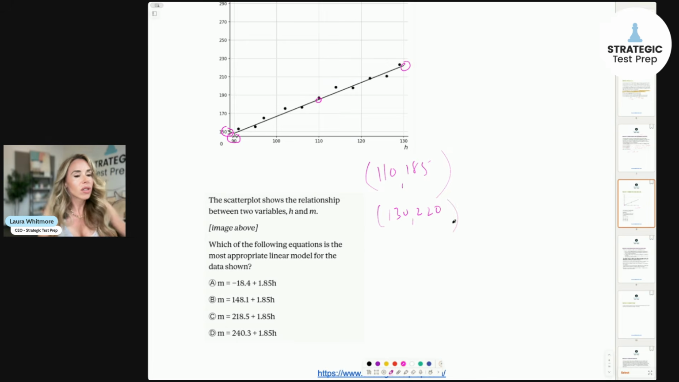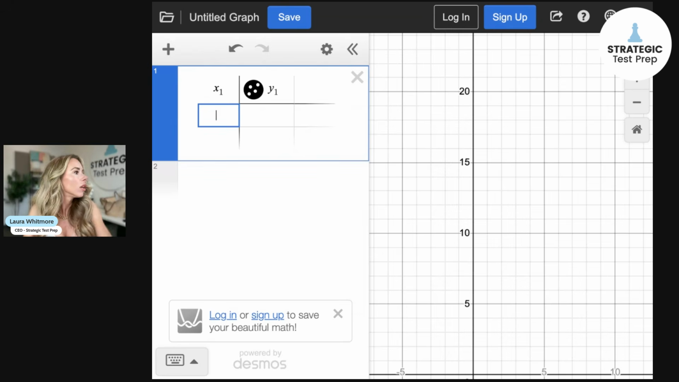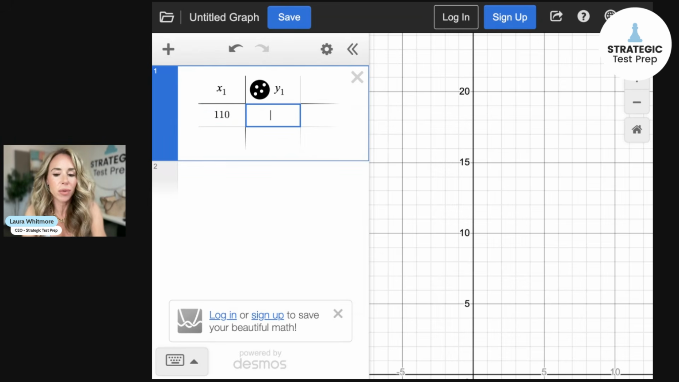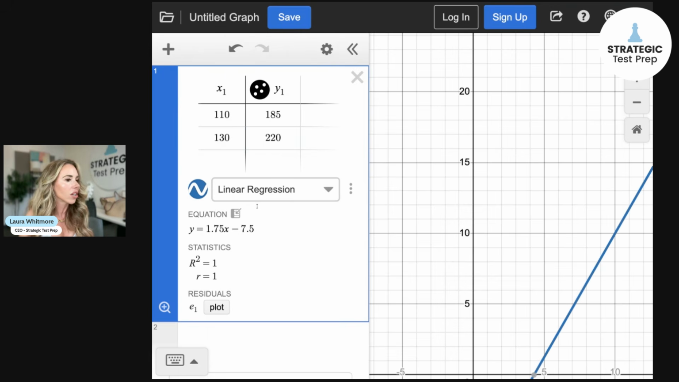Okay. So let me show you guys how this is going to work in Desmos. You can run a quick regression. So what I'm going to do is I'm just going to type table, and that pops up the table, and I'm going to put in those values 110, 185, and then 130 and 220. And I'm going to hit this little thing. It will run an auto linear regression. And as you can see, the slope is 1.75x and it's minus 0.75. Now you have to keep in mind, we estimated the points.